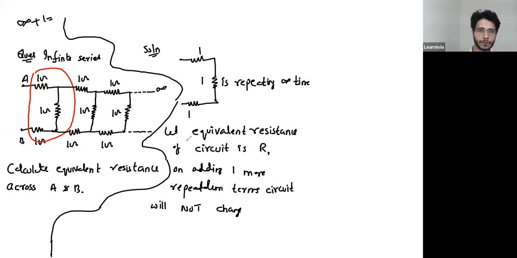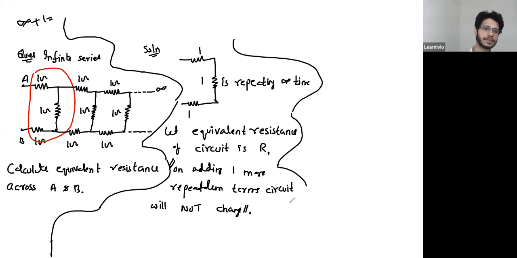The whole solution of this circuit is in this statement. If you understand this statement, then the rest is just mathematical calculation. Now, let us convert this statement into a mathematical equation. I said on adding one more repetition term, the circuit will not change, and I have written that the equivalent resistance of the circuit is R. For the entire circuit, the equivalent resistance is R.